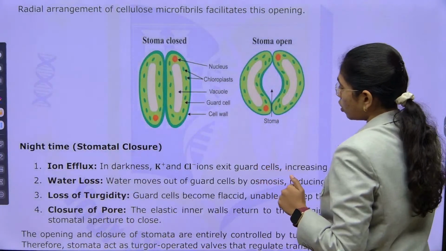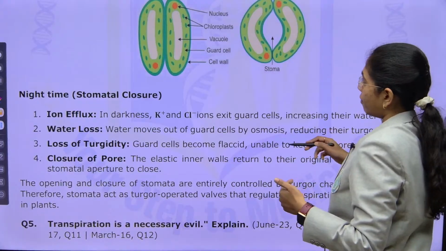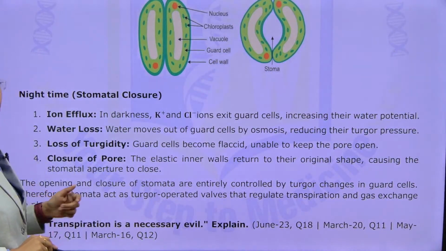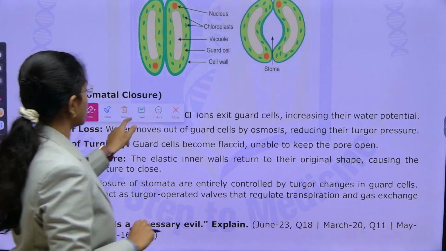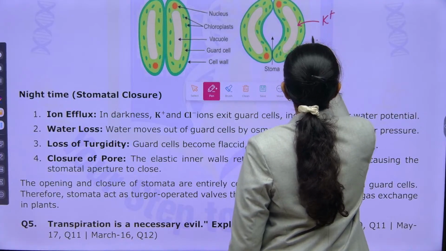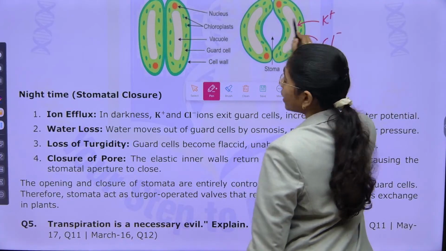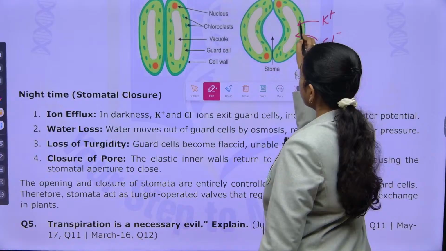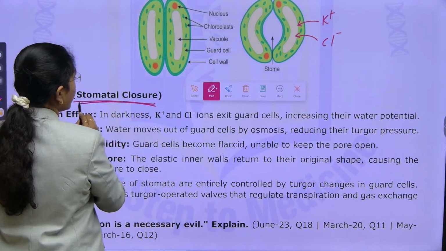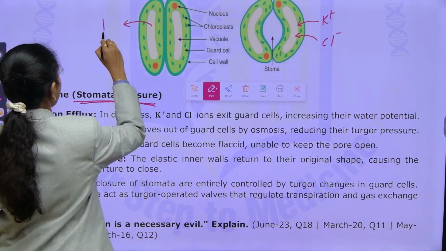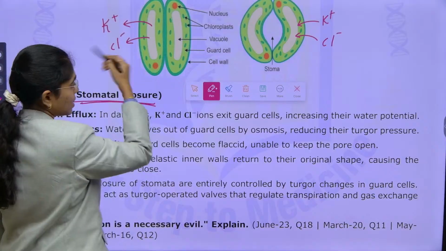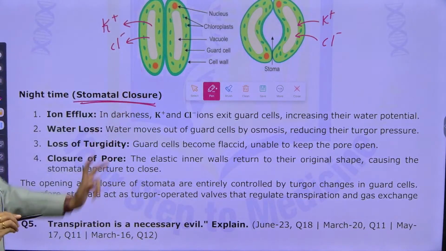How will stomatal closure happen? Ion efflux. You have observed that during stomatal opening, ion influx takes place, that is, both potassium and chlorine are entering the guard cells. This is influx of ions. If you see stomatal closure, in darkness what happens? Efflux of ions, potassium and chlorine ions exit the guard cells.